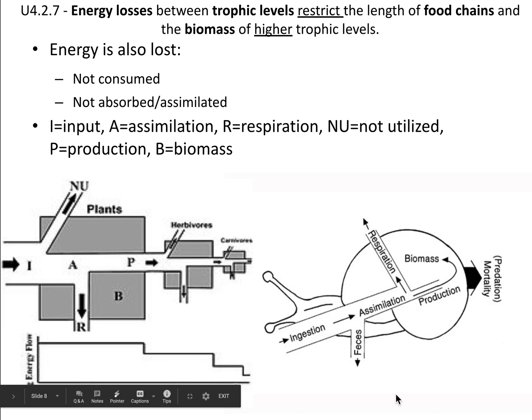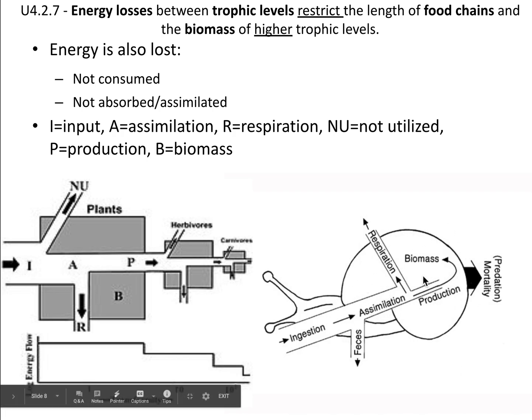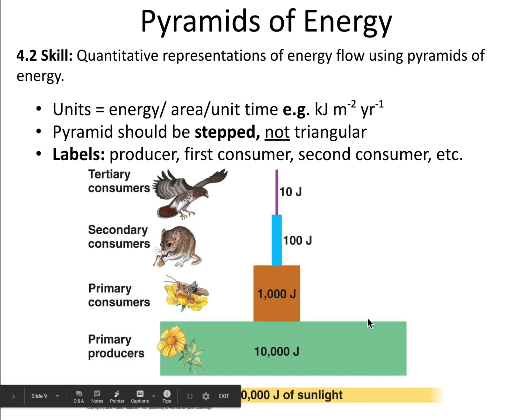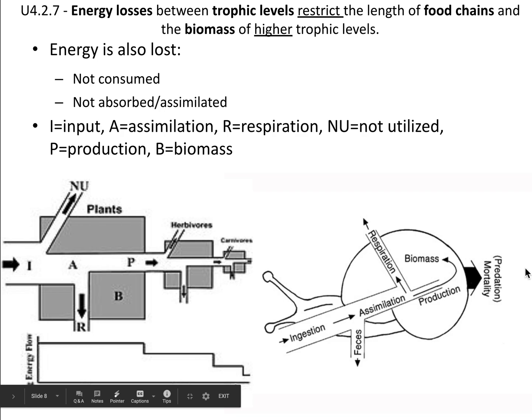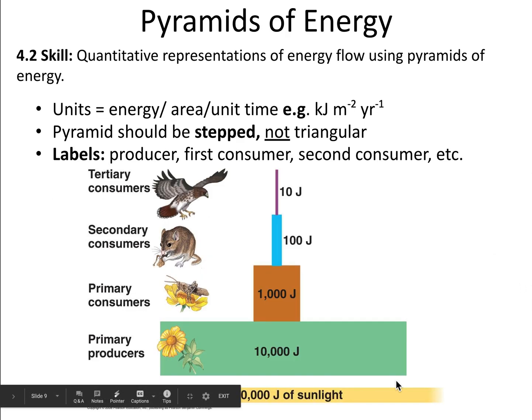This is showing you the same idea within a snail. So ingestion, so the input, assimilation, it's making its energy, production of the ATP, and then this is its biomass, losing through respiration and feces as well. And then this would be moving it down on the food chain. So just remember, energy is lost because of all these different outputs.